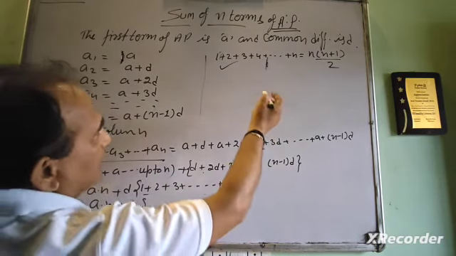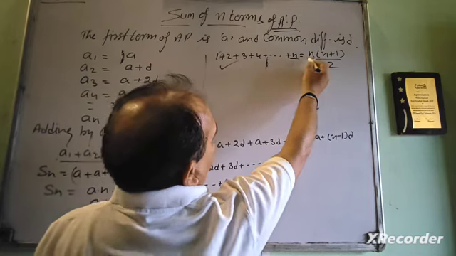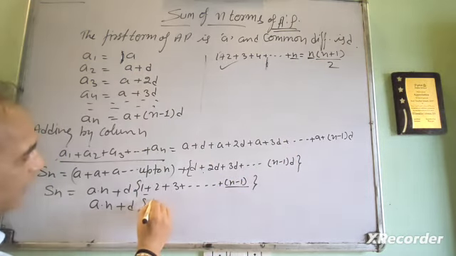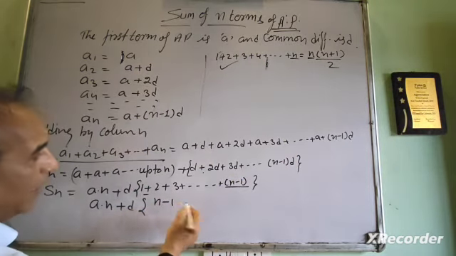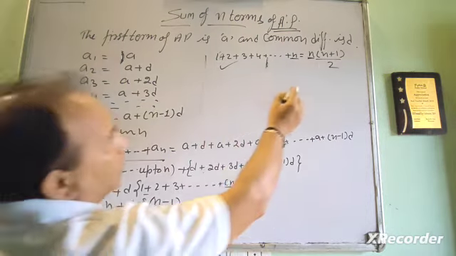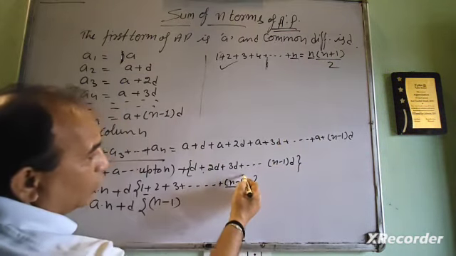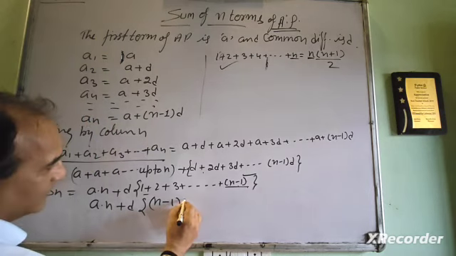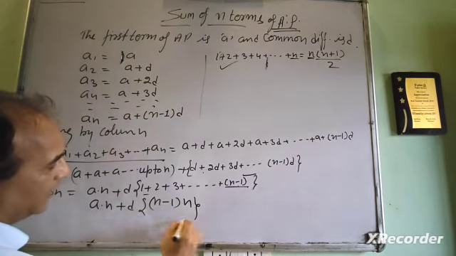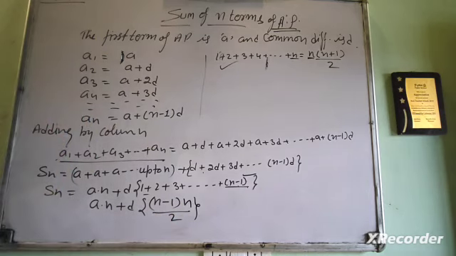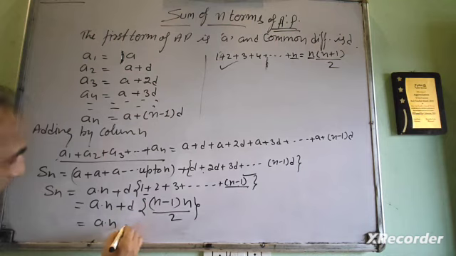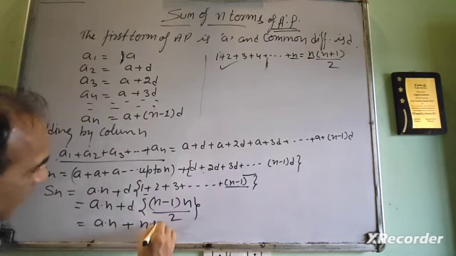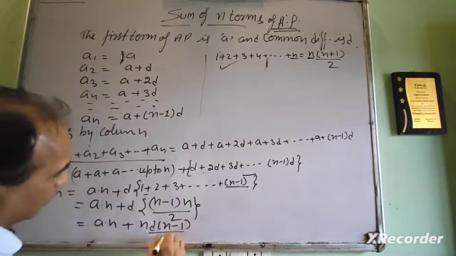So when the sum went up to n, the last term was n and the next term was n plus 1. Here the last term is n minus 1, so the next term, one more than it, will be n. So it is (n minus 1) into n by 2. Now we have a times n plus d into n into (n minus 1) upon 2.